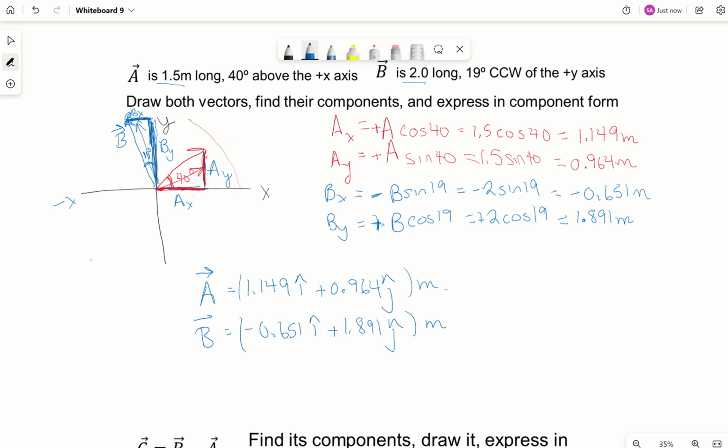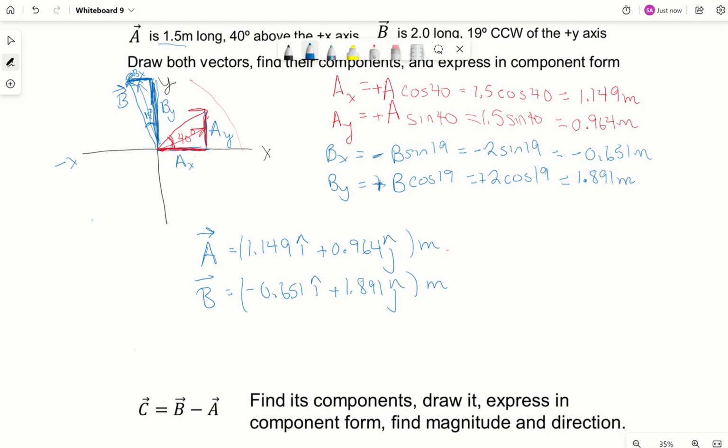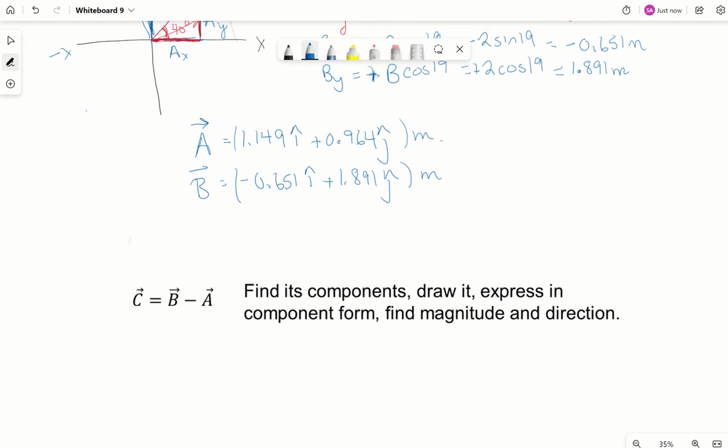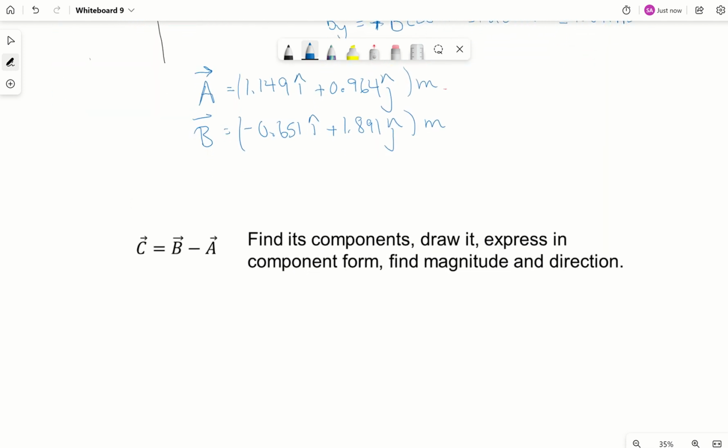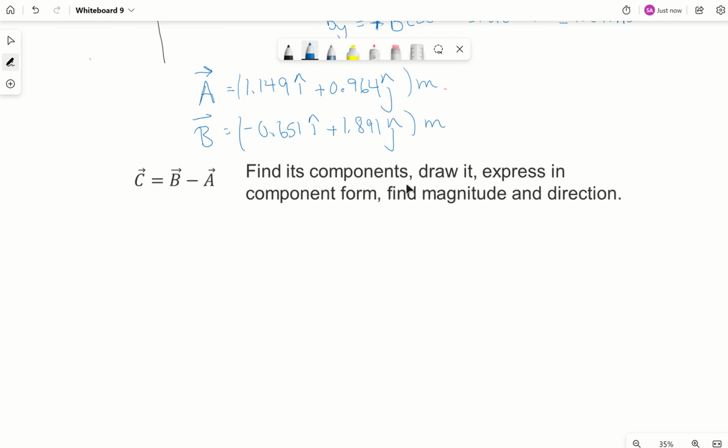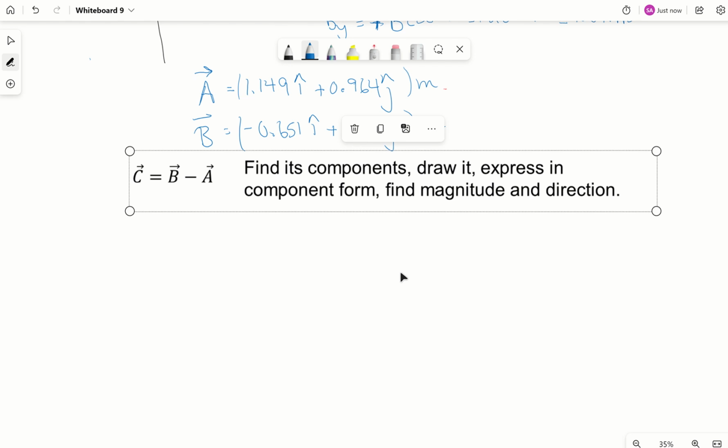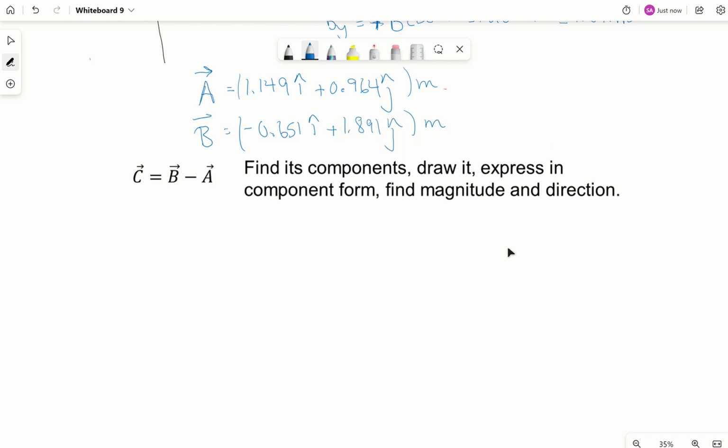Okay, so we're done the first part. Now let's do something where we take these 2 vectors and either add or subtract them. So let's do a subtraction just to be different, because in the online video I did an addition. So I'm going to take vector c. Let me move that up there so I have a little bit more room. So c is going to be b minus a. I want to find the components of vector c, draw it, and find its magnitude and direction.